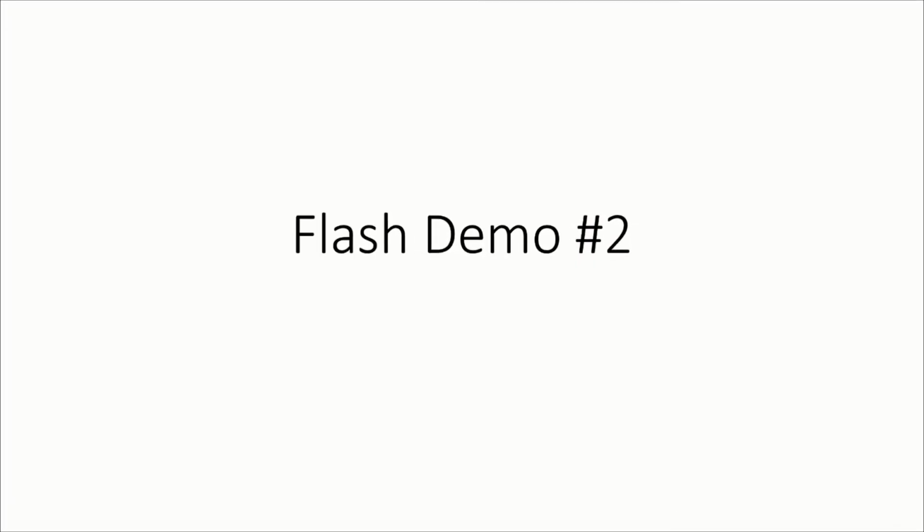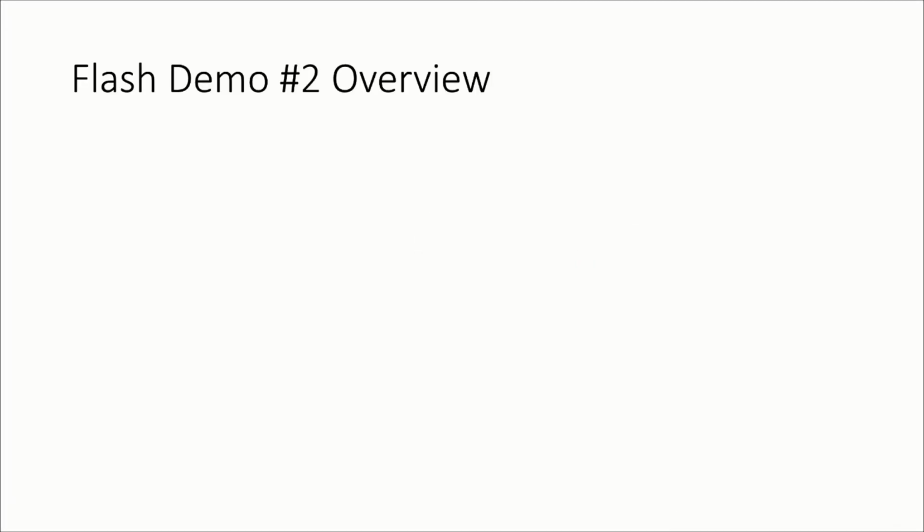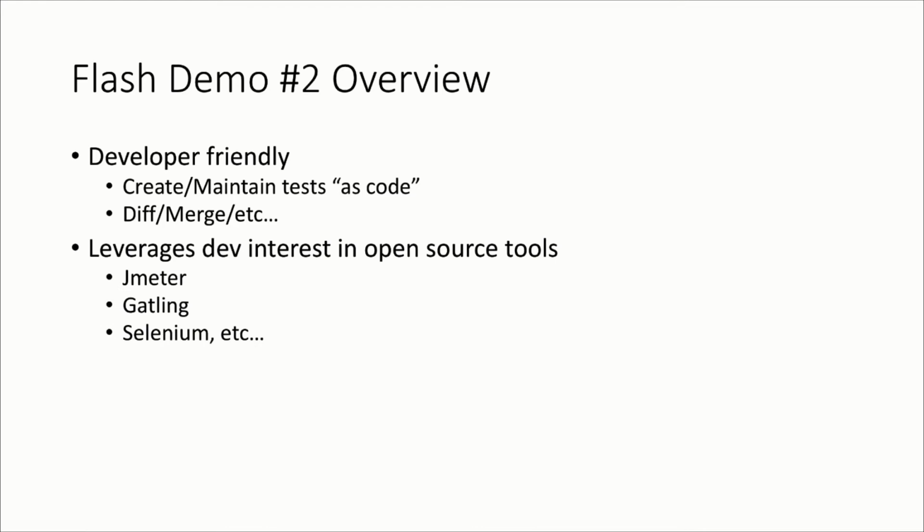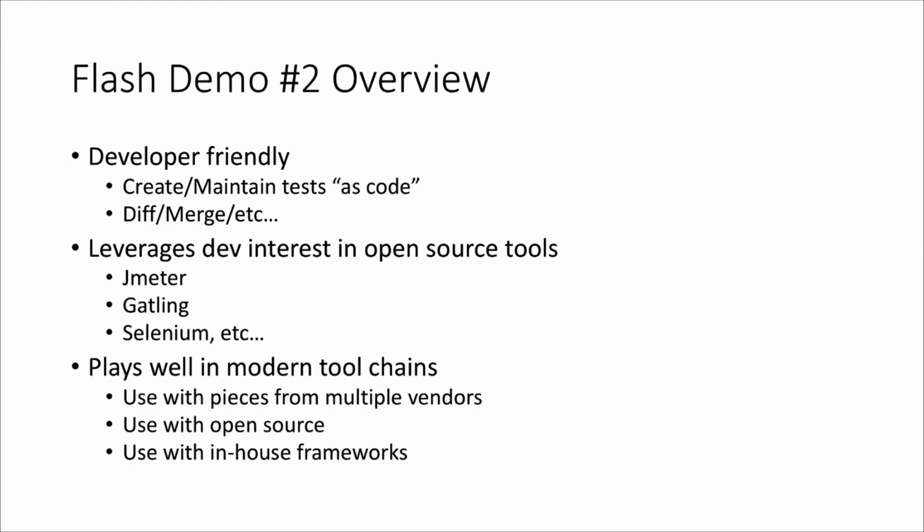In addition to democratizing access, a big goal is to be able to shift left and do testing out in the developer teams. So we want to be developer friendly. We want to create and maintain test as code, be able to diff and merge, put things in source code control. We also want to be able to leverage the developer's natural interest in open source tools, JMeter, Gatling, Selenium, etc. And finally, we want to be able to play well in modern tool chains. We want to be able to use pieces from multiple vendors. We want to be able to use pieces from open source and in-house frameworks.